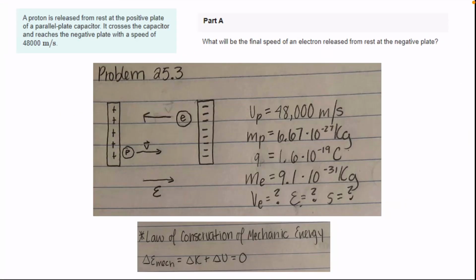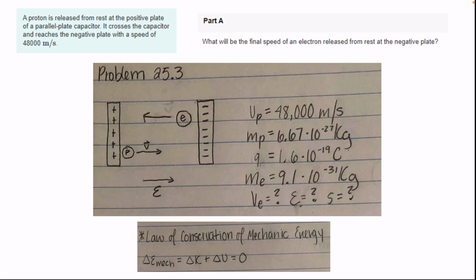Okay, so this problem explains that a proton is released from rest at the positive plate of a parallel plate capacitor, and it crosses the capacitor and reaches the negative plate with a speed of 48,000 meters per second. And part A is asking us, what will be the final speed of an electron released from rest at the negative plate? What's that speed going to be?